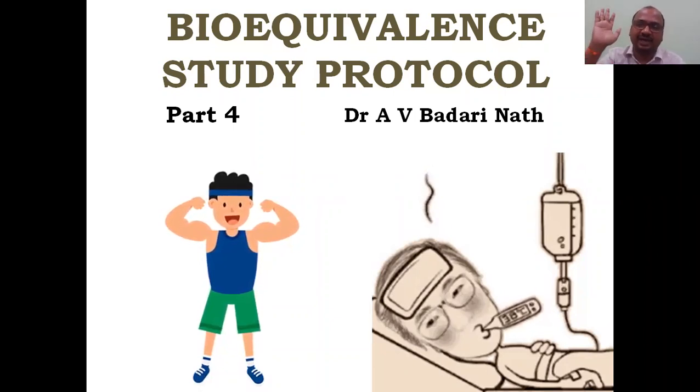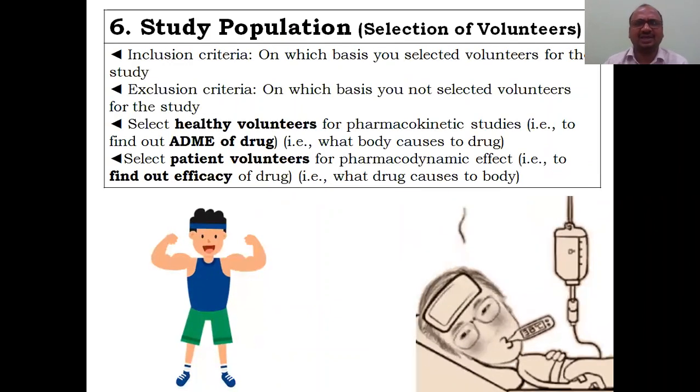Already 3 parts are completed and I have already uploaded them. Mainly in this part, see the volunteer selection for the bioequivalence studies. For human volunteer studies and clinical trials, we are doing bioequivalence studies. So selection of volunteers is a very, very important and crucial step. Either we have to select patients or we have to select a healthy person.